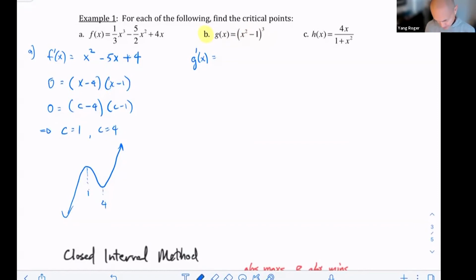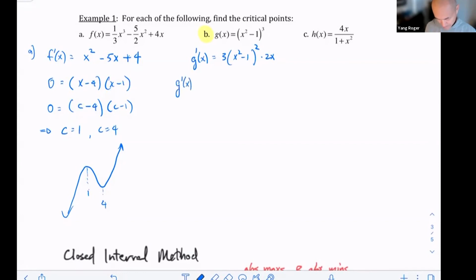So you got to take the derivative of the outside function. The derivative of the outside function is 3 times something squared. You got to keep the inside, that's x squared minus 1. You got to multiply by the derivative of the inside. The derivative of the inside is going to be times 2x. Is there any questions about that? Next.